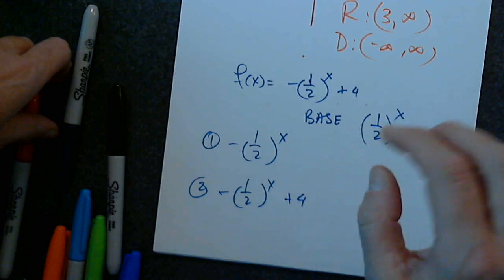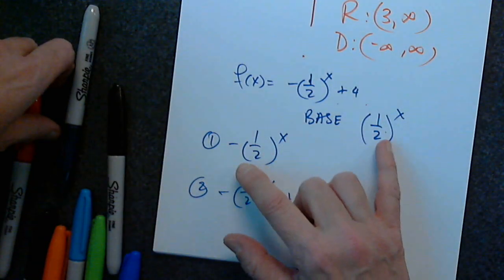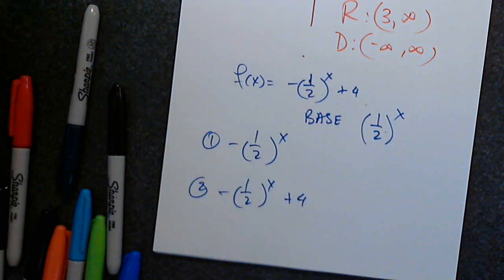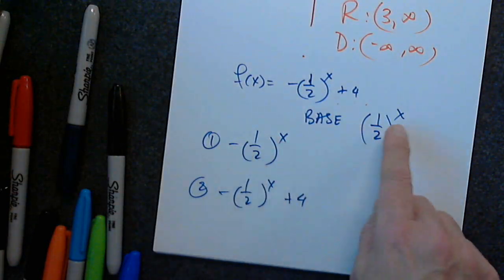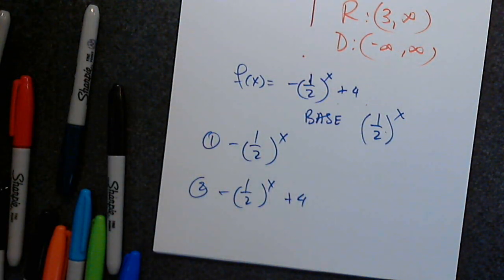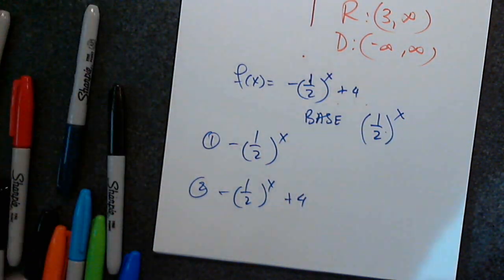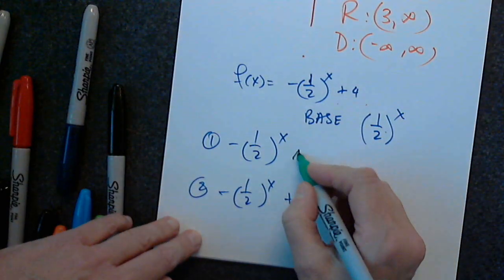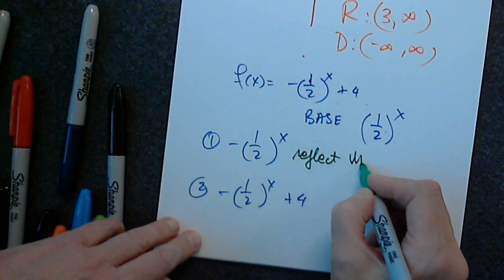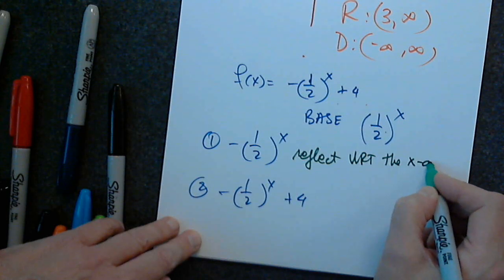So compare these two. Is it a transformation on x or a transformation on y? -1 does not touch x. It cannot be on x. So it must be a transformation on y. So we reflect with respect to the x-axis.